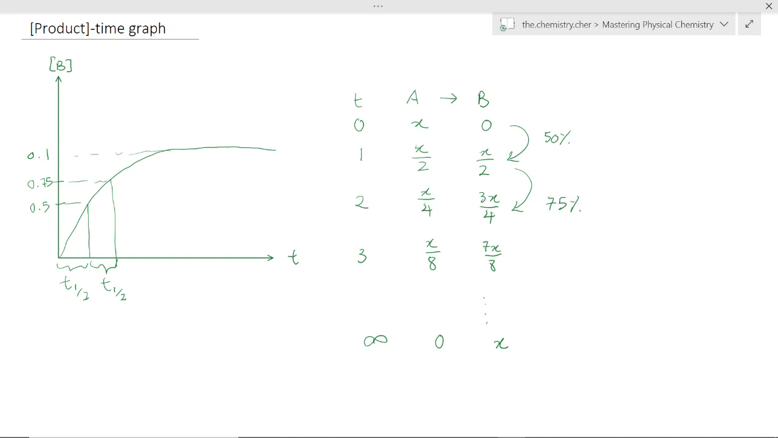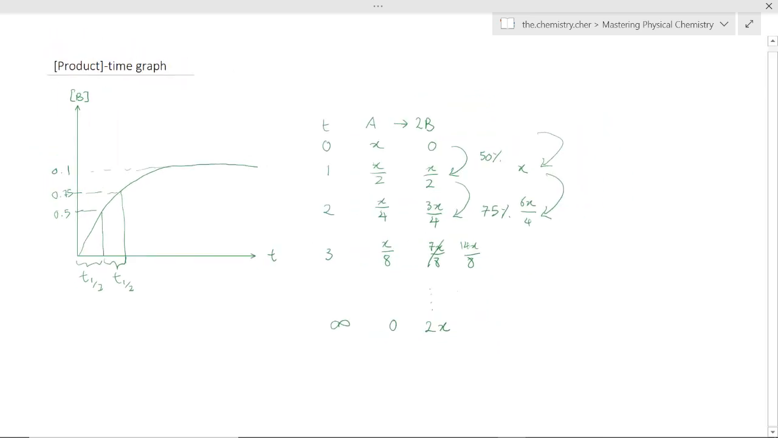Do take note that even if I've changed this coefficient to 2, this will end up as 2x, this will end up as 14x over 8, 6x over 4, and x over here. You will still realize that this is 50%, this is 75%. So it is the same idea. Look at the percentages.